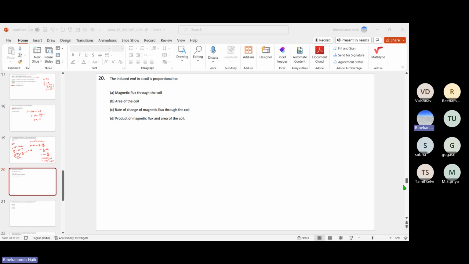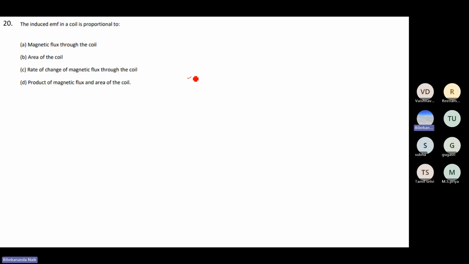We have solved numerous problems related to this induced EMF in the coil. So you should answer this question. The question says the induced EMF is proportional to magnetic flux through the coil, area of the coil, rate of change of magnetic flux, or product of the magnetic flux and area of the coil. So as we have already discussed, EMF is minus d phi by dt, that is the rate of change of magnetic flux through the coil. So the correct option is option C.